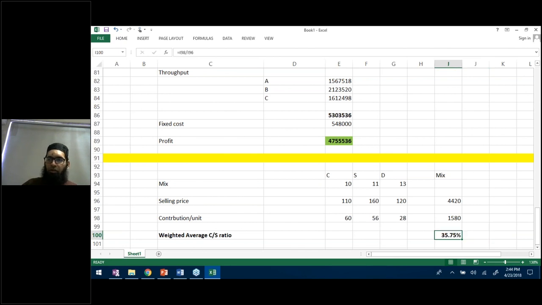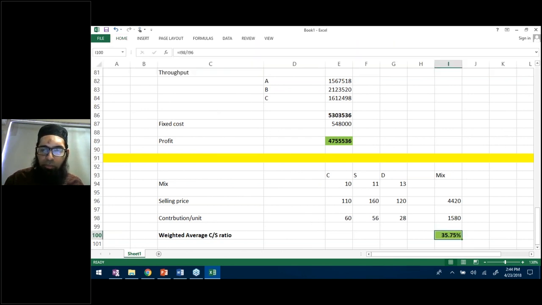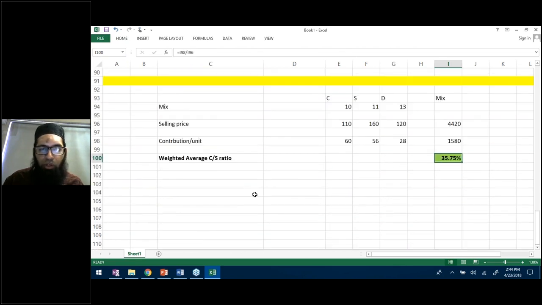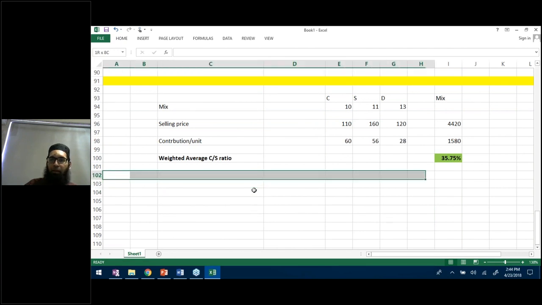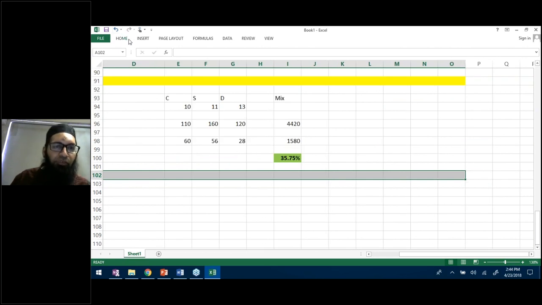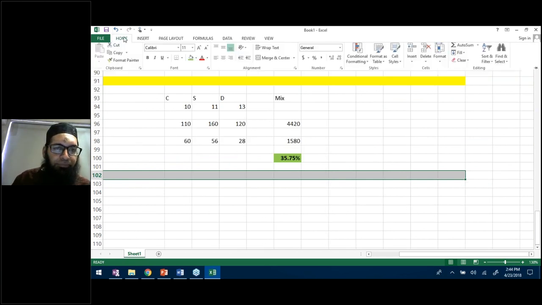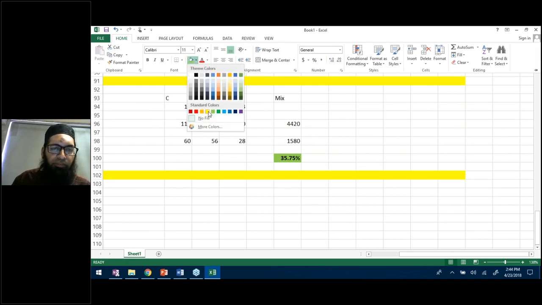Right? So this is the answer of requirement A, and that was to calculate the weighted average CS ratio. Let's also highlight it with the color so that the marker or examiner can view your answer very clearly. Now coming to the next requirement, which is a very easy one, and this was to calculate the break-even point in sales revenue.